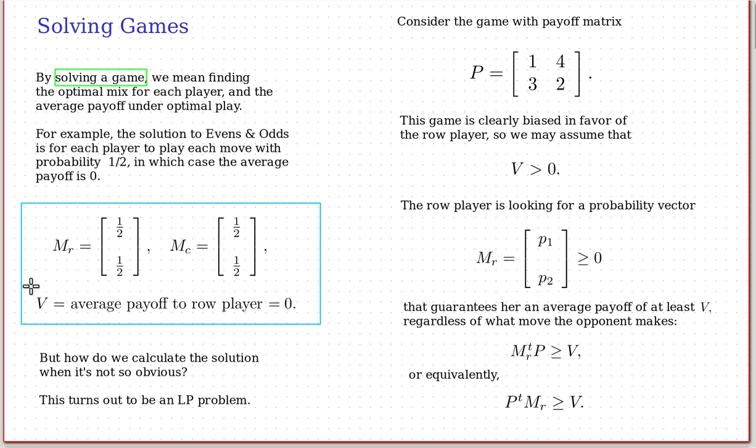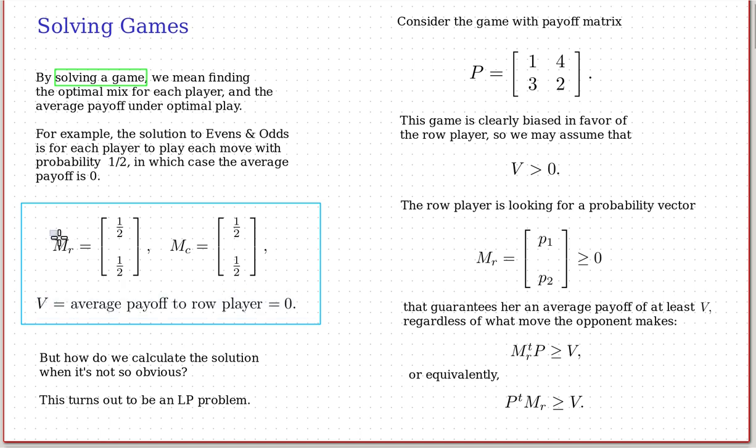As a simple example, we could take the game odds and evens. We know that that's a fair game, so we know that the average payoff is going to be 0. I'm going to denote that by capital V, so it's like the value of the game. It's the average payoff to the row player, so if the game is advantageous to the column player, then that value would be negative. If it's advantageous to the row player, that value will be positive. If it's a fair game, V will be 0.